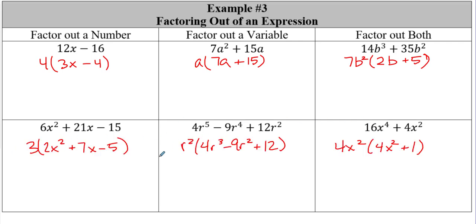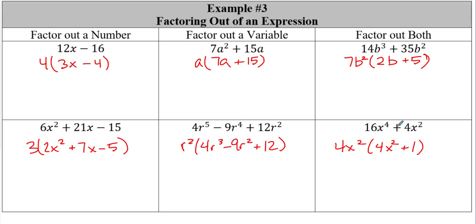Hopefully you got what I got here. So this first one, I took out a 3. That is the largest number that can divide into all of these terms. The second one, remember, anytime you take a variable out, you always take out the smallest exponent. So 5, 4, and 2, I took out the 2. Now this is something that I've seen people mess up on, okay?